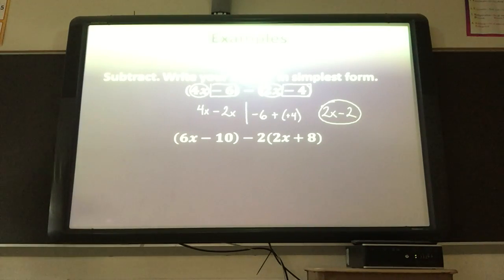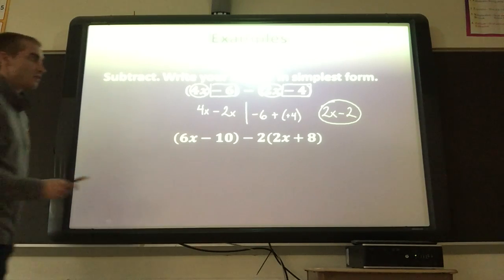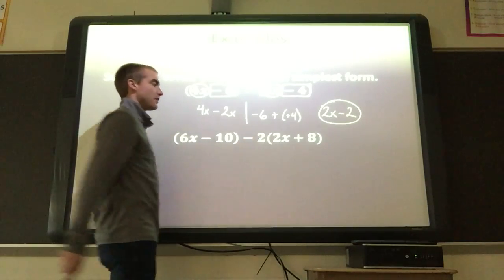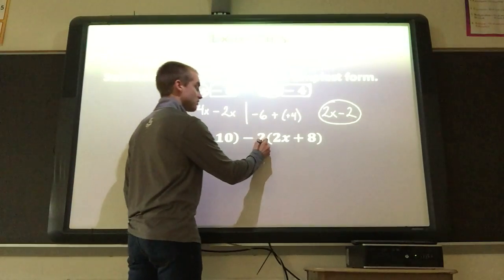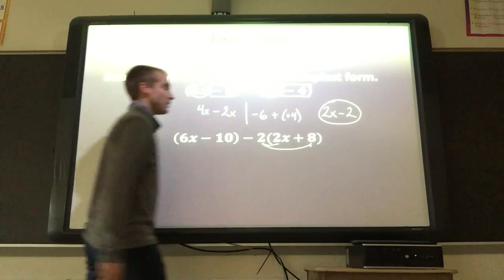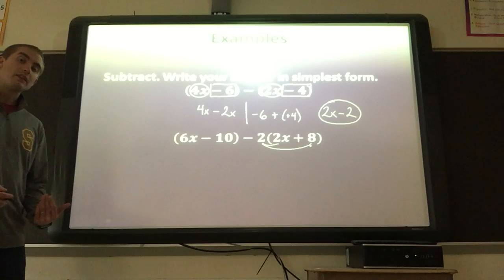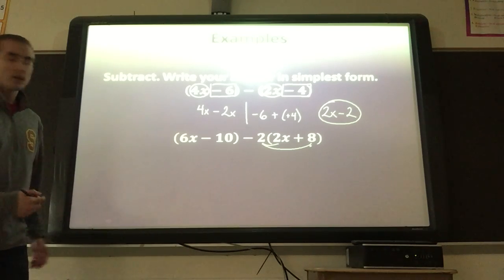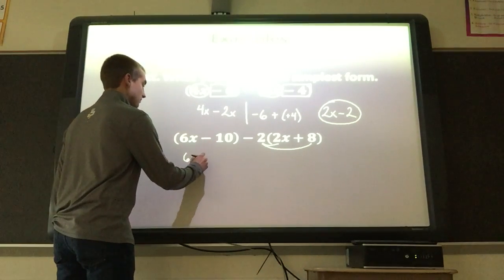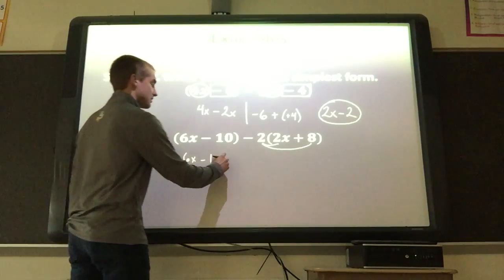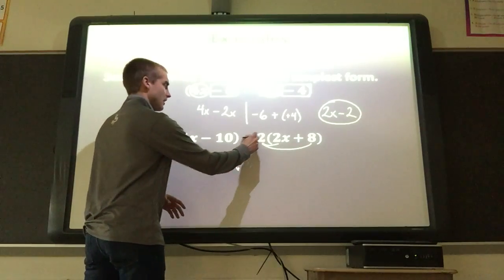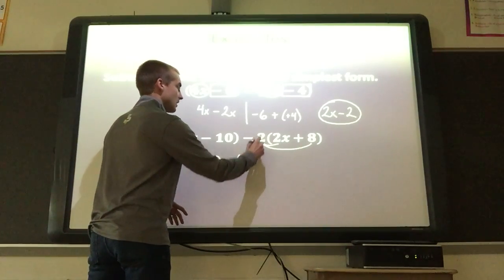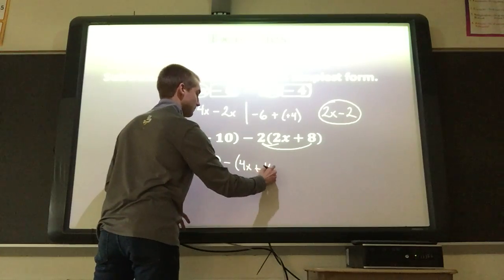All right, so then for our last one, I want you to notice what's different about that one. You notice there is a 2 in front of the second set of parentheses. So what we've got to do first is we've got to distribute this 2 to both the 2x and to the 8. So we're going to rewrite this first. Okay, so rewrite this first. And it's going to be 6x minus 10 minus, and I'm going to rewrite the second one in parentheses. I'm going to show you why I'm going to do that. 2 times 2x is 4x, and then 2 times 8 would be plus 16.